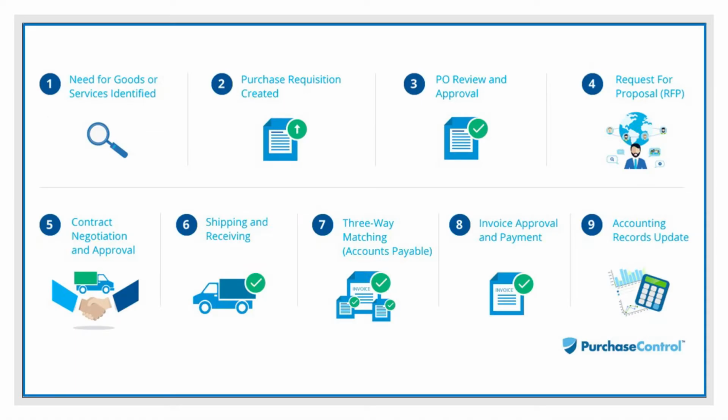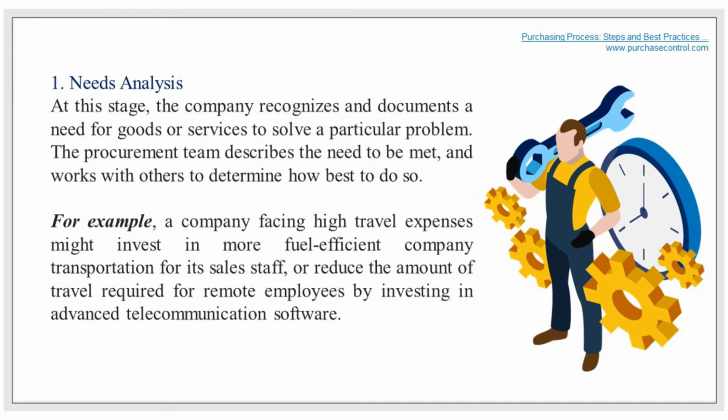Here on my screen, there are 9 essential steps for purchasing and acquiring goods and services. 1. Need for goods and services identified. 2. Purchase requisition created. 3. Purchasing order review and approval. 4. Request for proposal, also known as the RFP. 5. Contract negotiation and approval. 6. Shipping and receiving. 7. Three-way matching, accounts payable. 8. Invoice approval and payment. And number 9. Accounting records update.